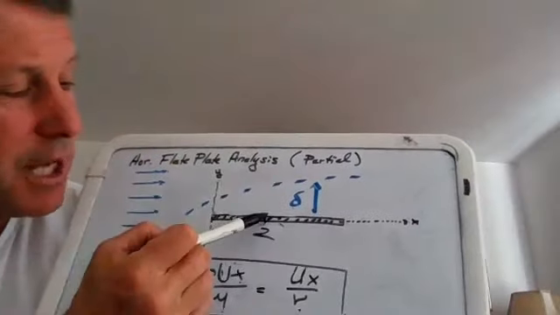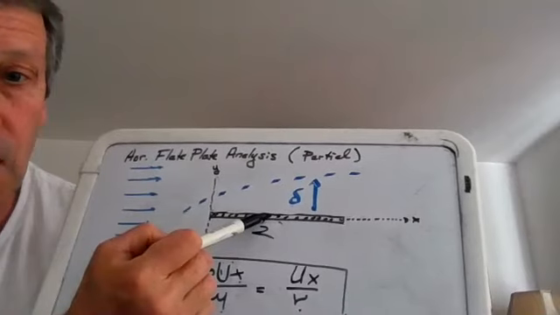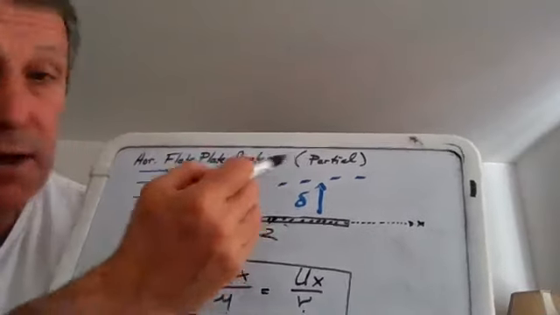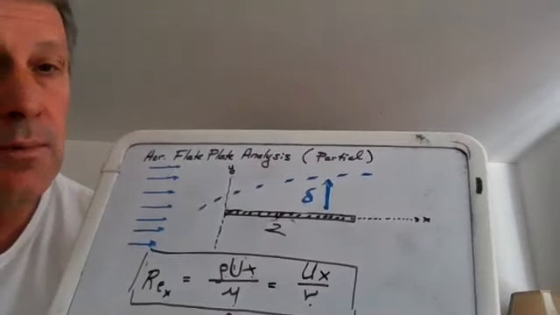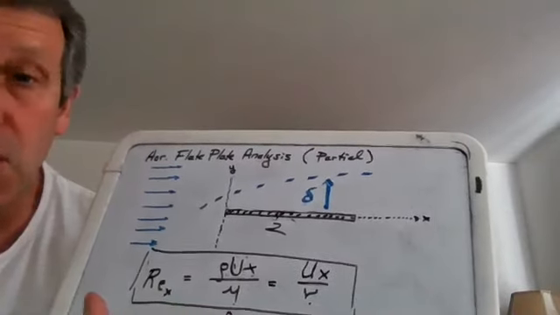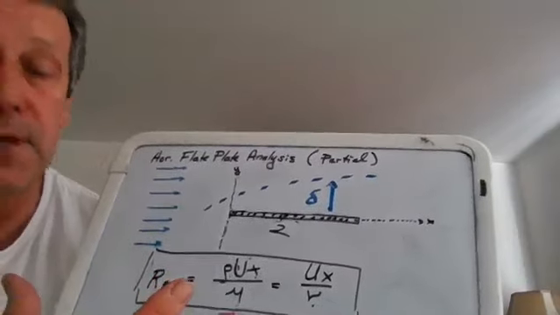Well, this fluid's only encountering this no-slip condition down below. It's not encountering any no-slip condition over here. So it's going to take a relatively large Reynolds number compared to a pipe to get turbulence.